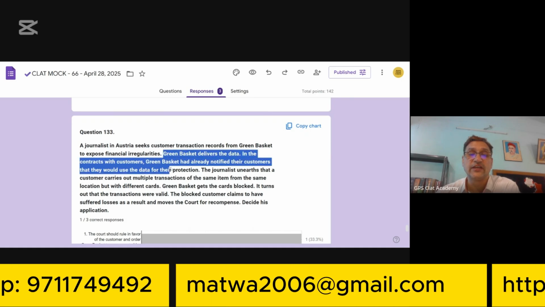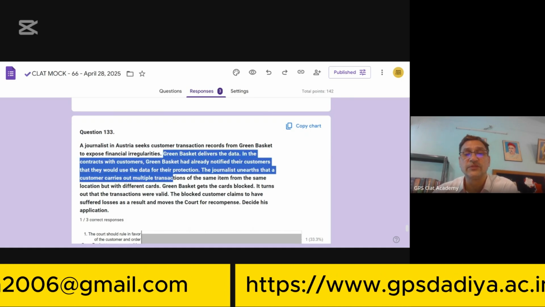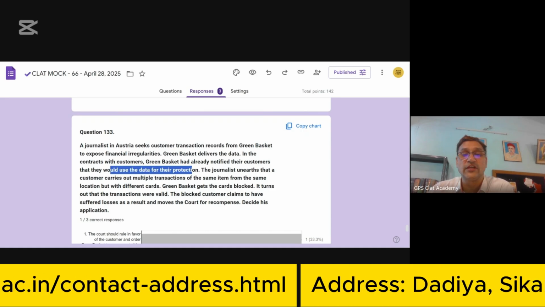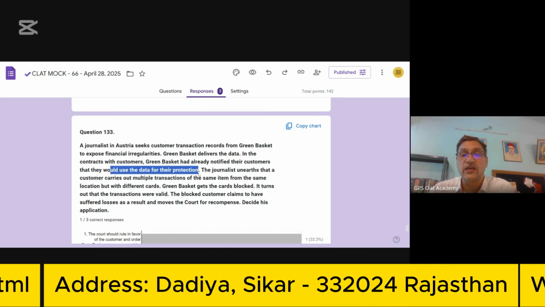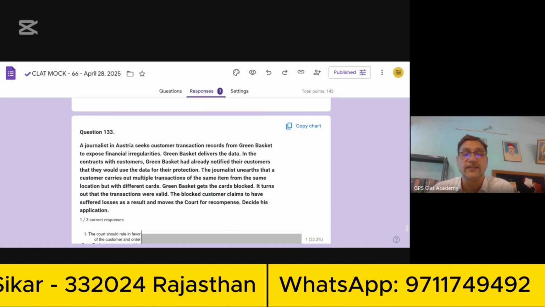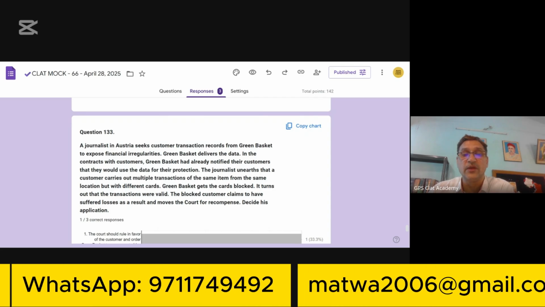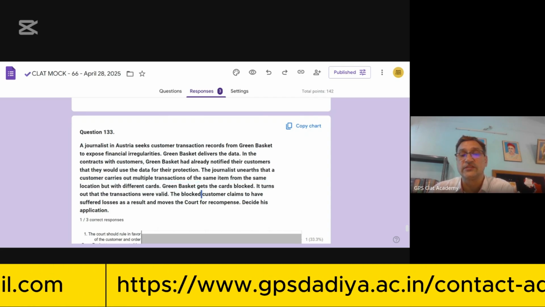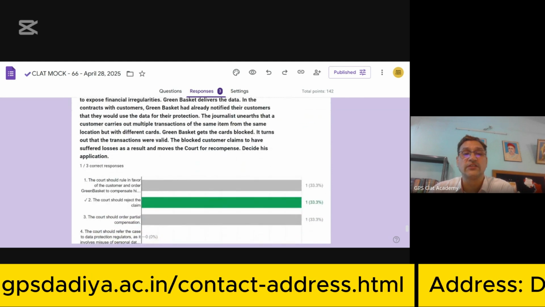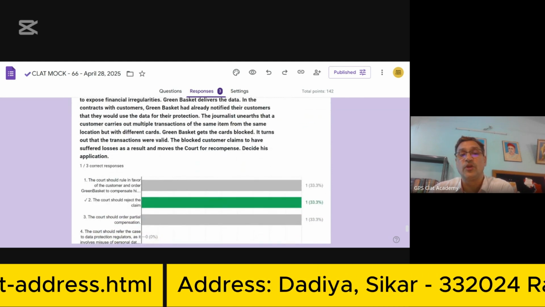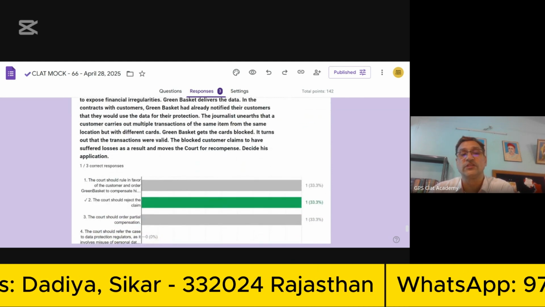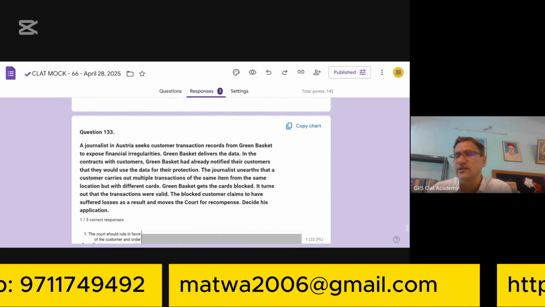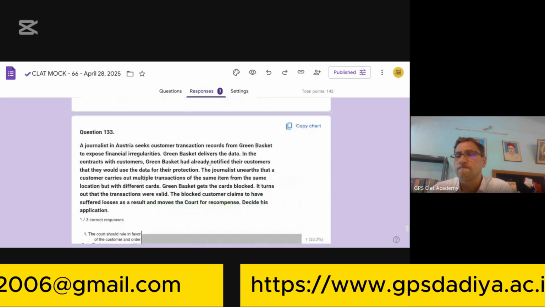Green Basket delivers the data in contracts with customers. Green Basket had already notified their customers that they would use the data for their protection. The journalist unearths that a customer carries out multiple transactions of the same item from the same location but with different cards. Green Basket gets the cards blocked. It turns out the transactions are valid. The blocked customer claims to have suffered losses as a result and moves the court for recompense. So this is very clear, right?